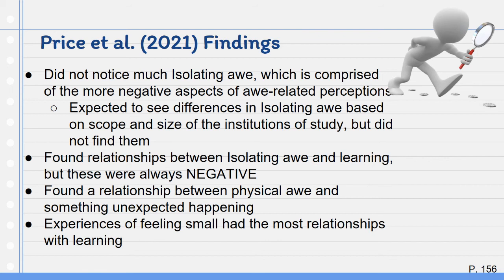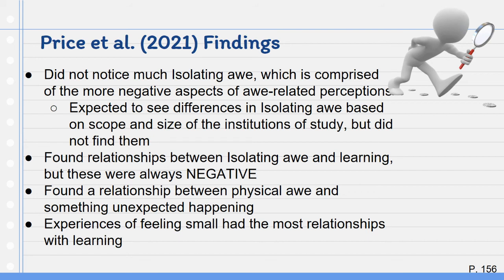They did not notice much isolating awe, which is comprised of the more negative aspects of awe-related perceptions. They expected to see differences in isolating awe based on scope and size of the institutions of study, but did not find that. They found relationships between isolating awe and learning. These were always negative relationships. As learning increased, isolating awe decreased, but they could not comment on the causality between the two. They found a relationship between physical awe and memories about something unexpected happening, which could be evidence that surprise is more related to physical aspects of awe than other facets.